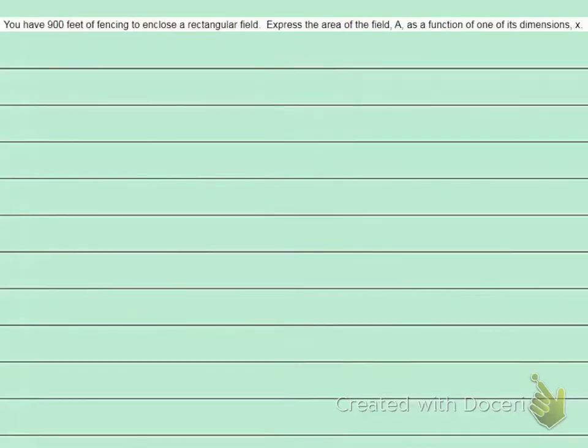We have a mathematical modeling problem here, also known as an application problem because we're applying some math to the real world, also known as a word problem. What you want to do is read it, understand it, draw yourself a figure if you can, and label what you have. It says that you have 900 feet of fencing to enclose a rectangular field. Express the area of the field A as a function of one of its dimensions, x.